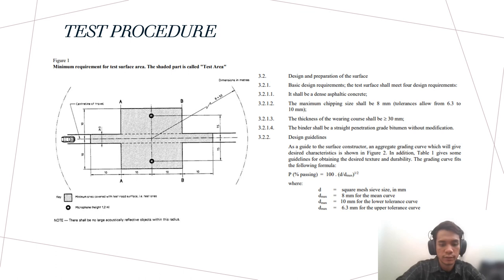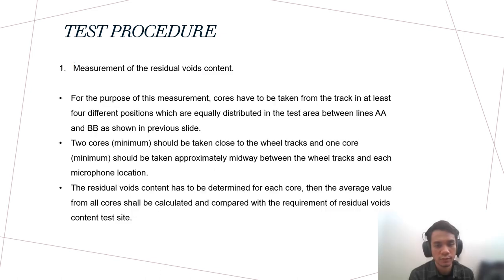Okay, so next we jump to the test procedure. So this is the test procedure. As you can see in figure 1, this is the image for the test area, and also its data is given beside it. From 3.2.1 until 3.2.2. So this is the test procedure for the measurement of the residual voice content.